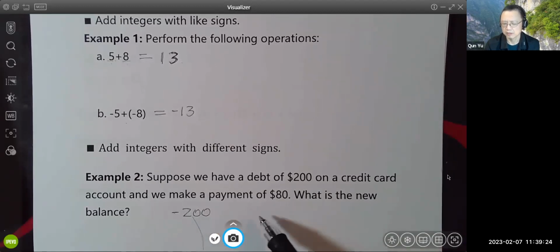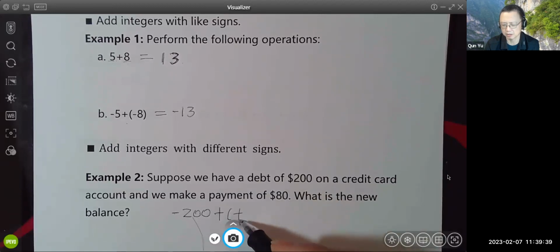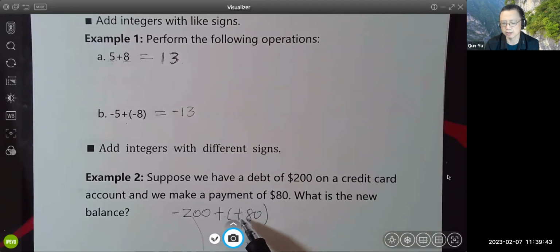Now, we have a $80 payment. When you have payment, that's your credit. It's going to reduce your debt, right? They are opposite. That's why the next one is going to be a positive number. So when you add a positive number, you don't have to write this positive sign. So we can write this directly, 200 plus 80.